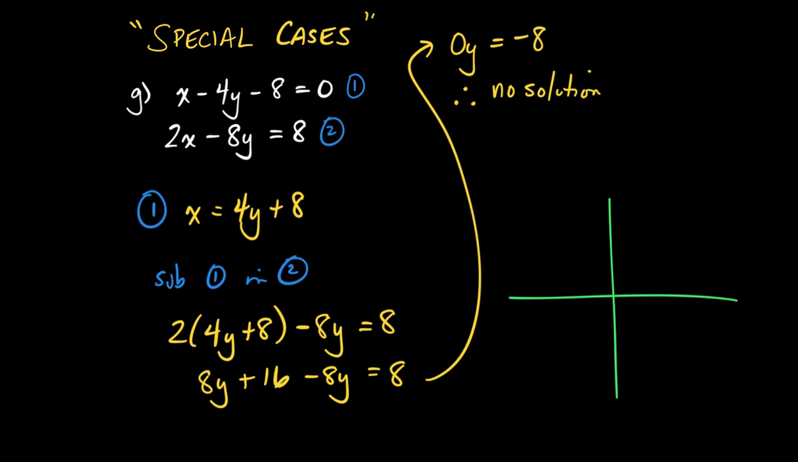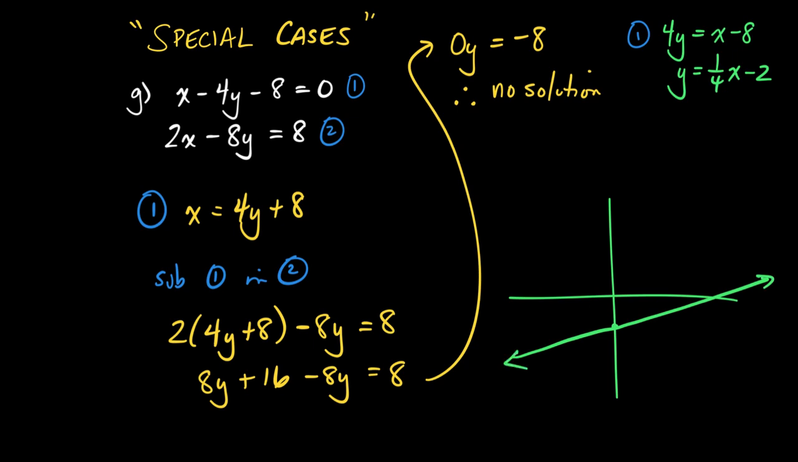If I was to take equation 1 and get the y all by itself to enable me to sketch, I'm just going to jot down equation 1 up at the top. Equation 1 would be 4y equals x minus 8, so y equals 1/4 x minus 2. I'm hoping that we're okay that that equation would have a y-intercept of -2 and a slope of 1/4, pretty flat. That would be my equation 1.